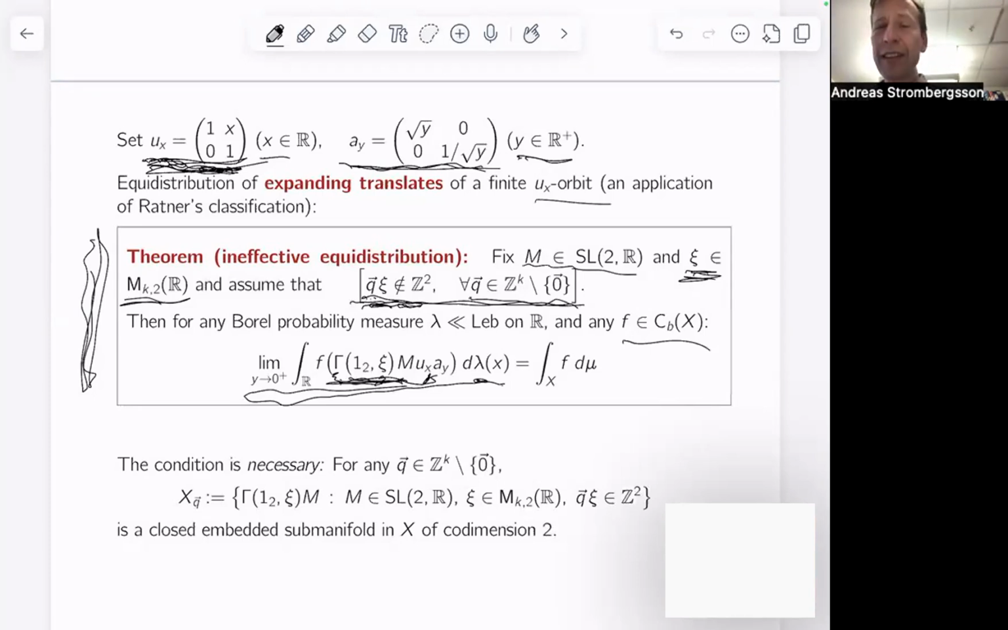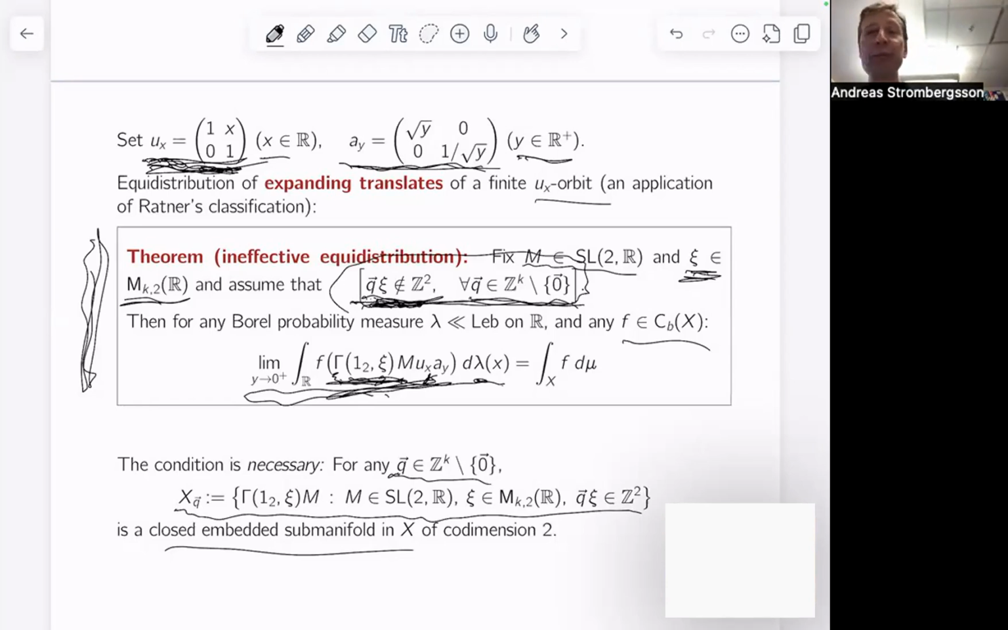And I should say that this genericity condition, that for any non-zero integer vector q, the product q times psi should not be an integer vector, is necessary. Because if it fails, then actually this whole curve is embedded inside a nice closed embedded submanifold of X. So for any given integer vector q, one can easily define a certain submanifold like this. It turns out to be a nice embedded submanifold. So if this genericity assumption were to fail, then we cannot have equidistribution.